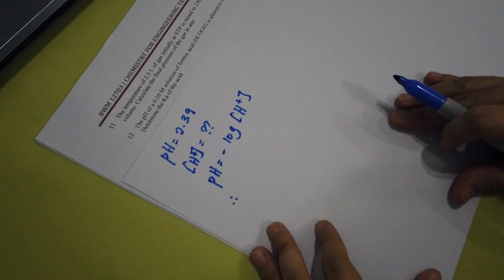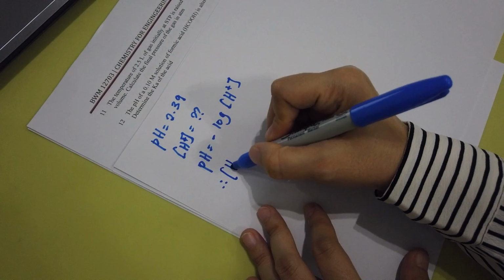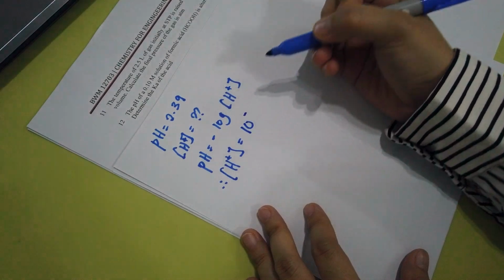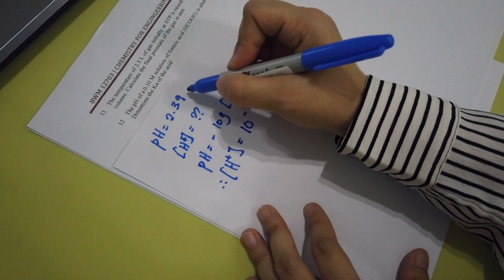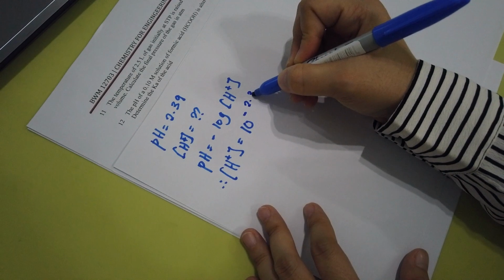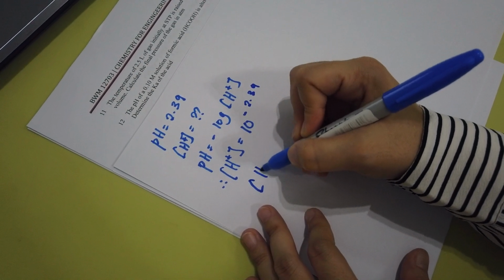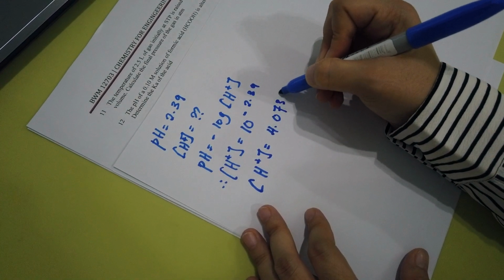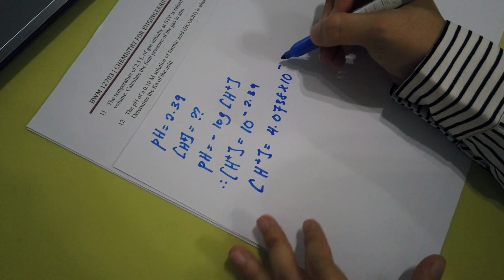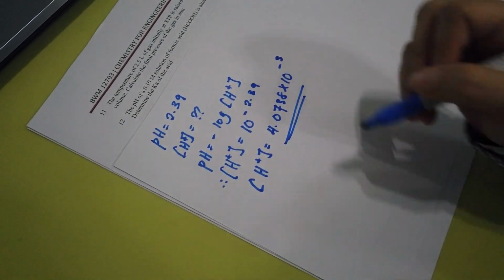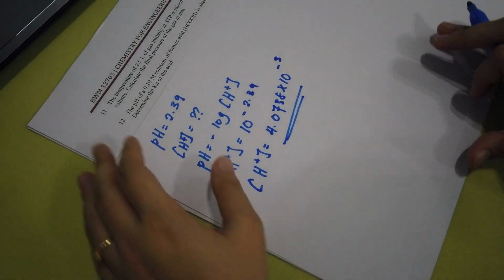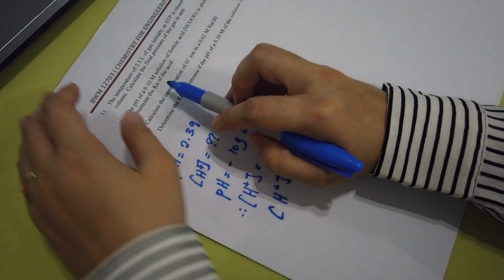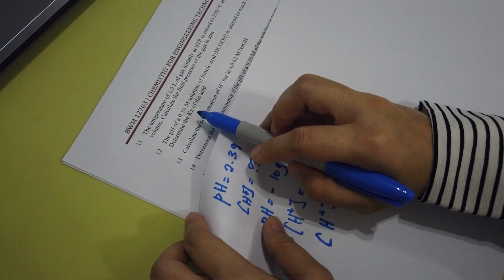Therefore, H+ is equivalent to 10 to the power of negative pH, 2.39. So you will get your H+ equivalent to 4.0738 times 10 to the power of negative 3. Okay, next we are looking at Ka. You were asked to calculate the Ka.